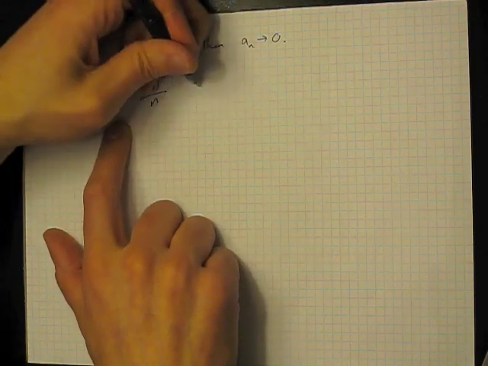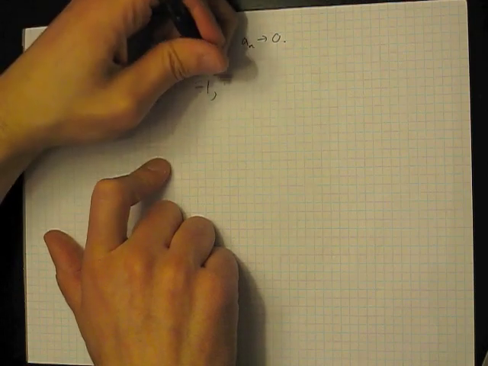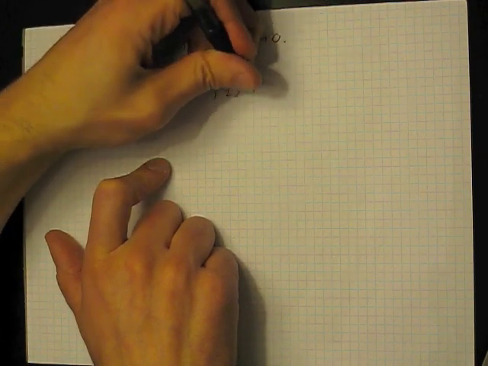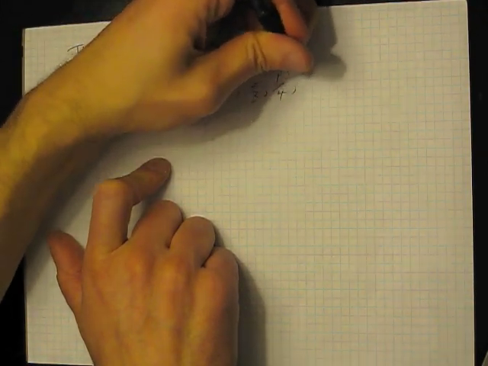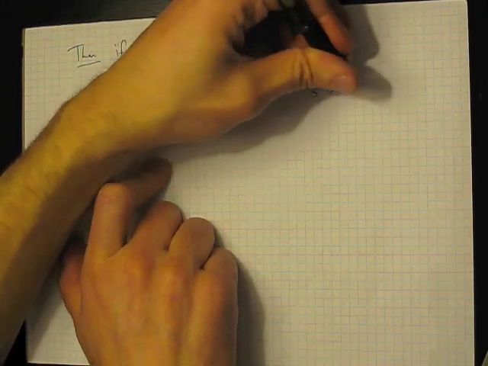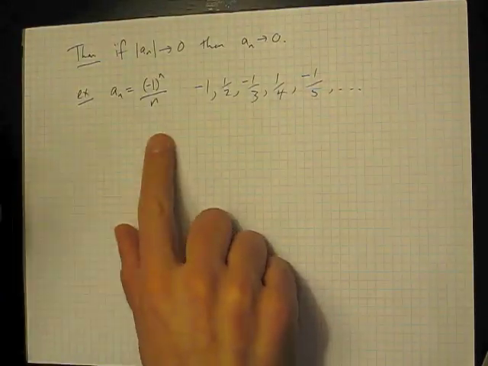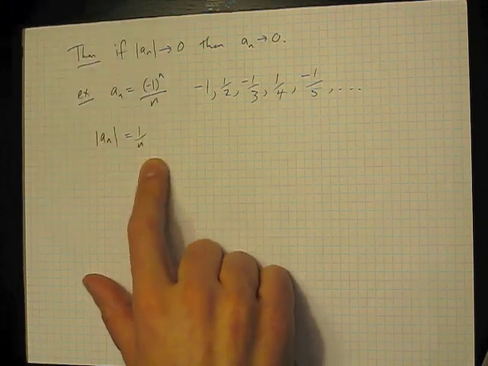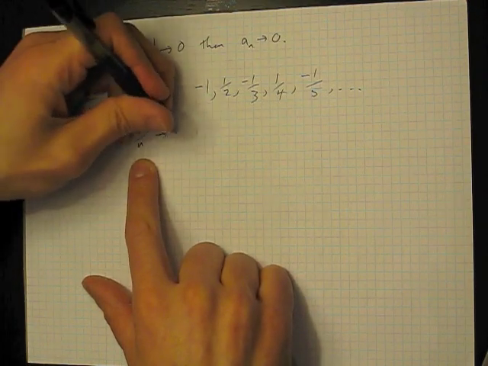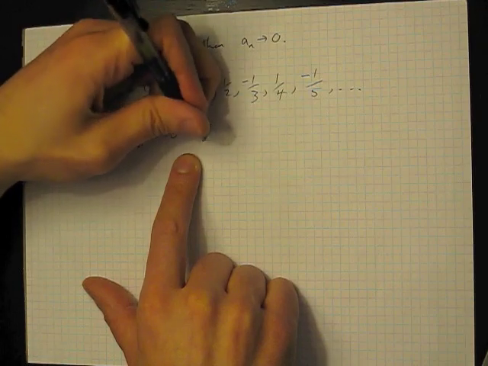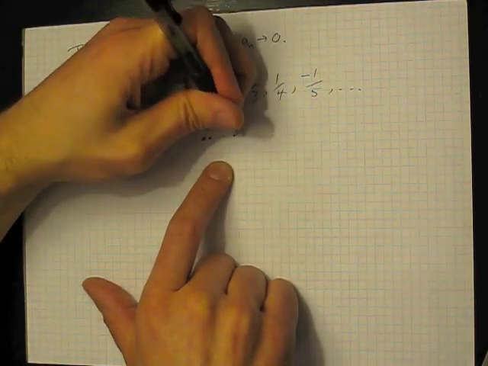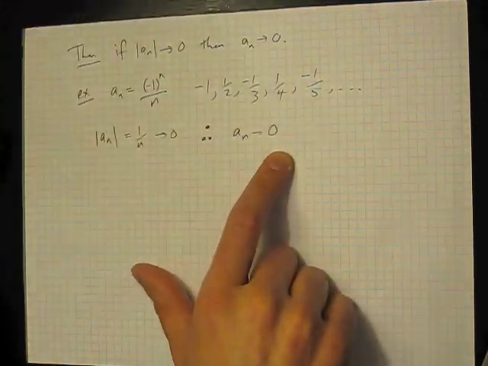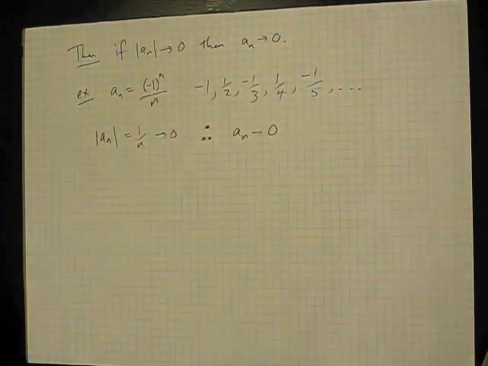So what does this sequence look like? It looks like minus 1, 1/2, minus a third, 1/4, minus a fifth, and so on. This is the list. The absolute value of a_n, in this case, is 1 over n, and 1 over n goes to 0. Therefore, the sequence a_n also goes to 0. So this is applying this theorem right here.